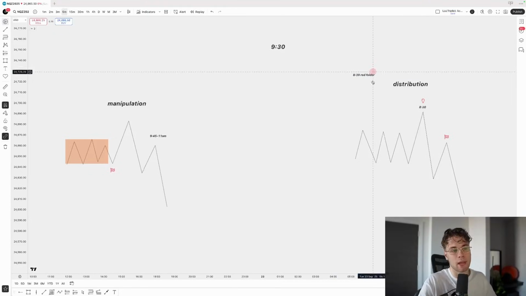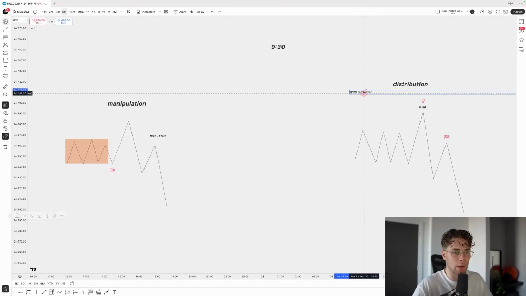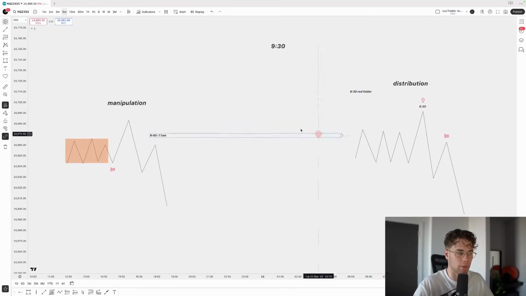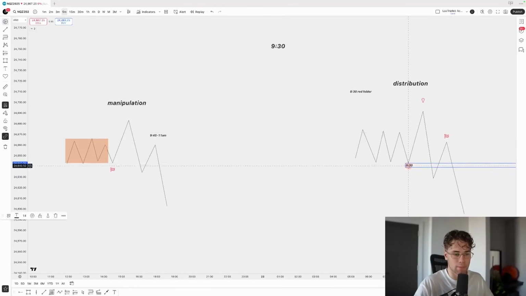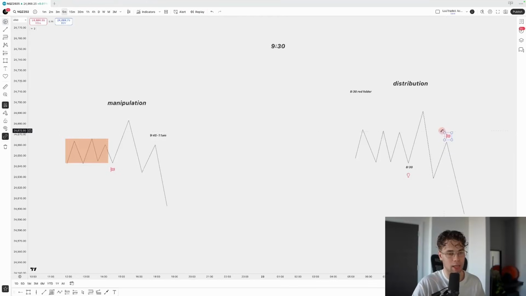Okay, so if we have 8:30 red folder news, you could potentially see 8:30 perform the function that we would usually look for 9:30 to perform. So if we have 8:30 news, really this should be here, right? So we have 8:30 news here, we run higher, performing the manipulation, then we get distribution at 9:30. So why in this example here, on the right hand side, why is 9:30 distribution instead of manipulation where it usually is? That is because 8:30 performed the manipulation.